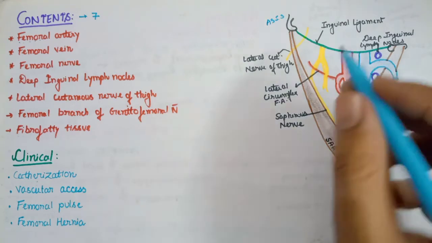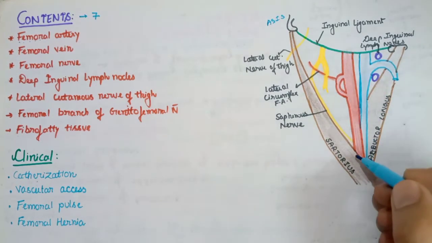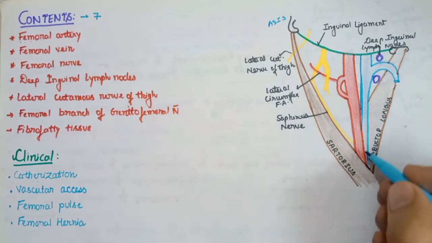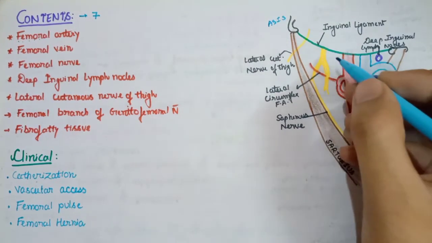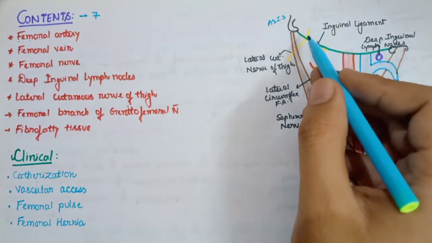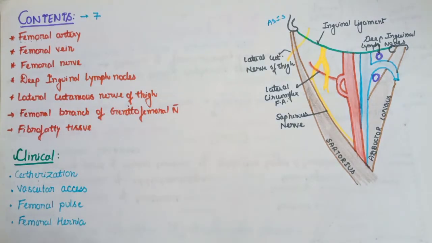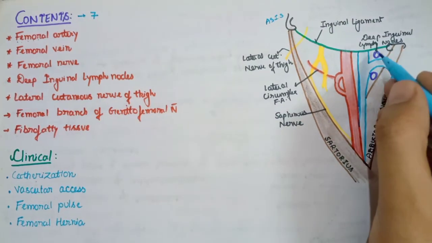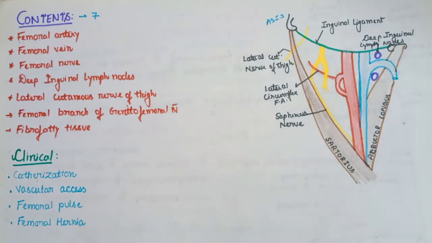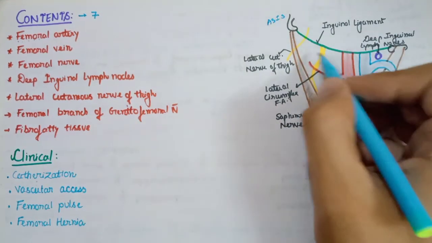So what all contents can you see? First of all, we have the femoral artery, then the femoral vein, then the femoral nerve and some branches. Here we have the lateral cutaneous nerve of thigh, which is one of the contents of the femoral triangle, and we have the deep inguinal lymph nodes. Along with that we have some fibrofatty tissue, because it's a depression and we have to fill the remaining gap.